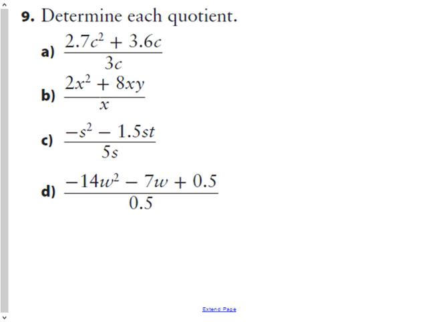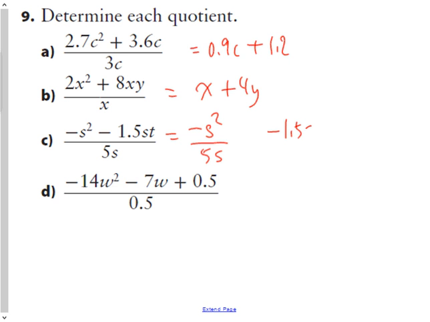Question 9, some more of the same thing. I'm just going to put all the answers here for you. Actually, as I was writing the answers, I thought, you know what, I better show you this one. So I'm going to write this one out here for you, and a negative 1.5 st over 5s. And this one here, I'm going to draw your attention to it now. The negative s squared does have a coefficient. It's negative 1. So when I really think about what this is, negative 1 over 5, that's going to work out to be 0.2, a negative 0.2 s.